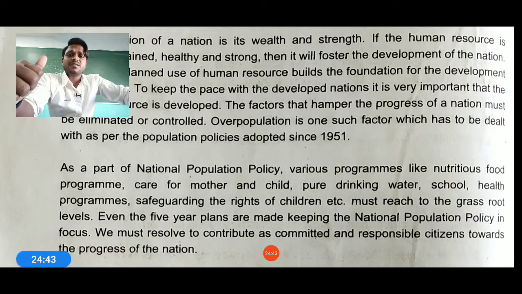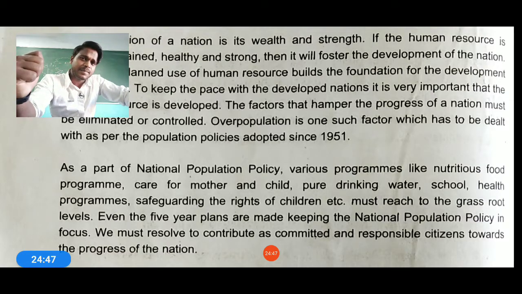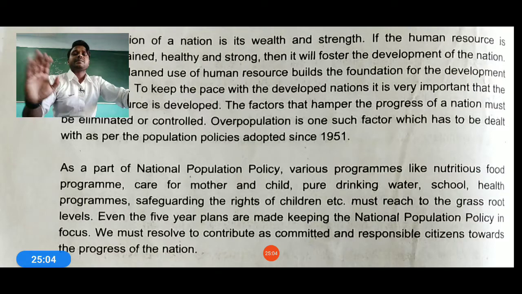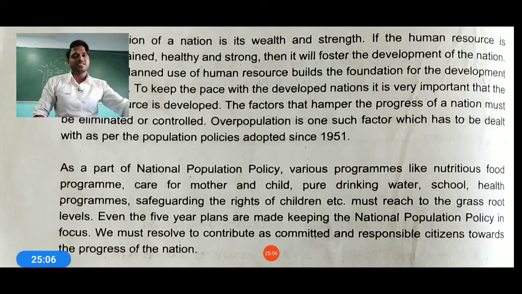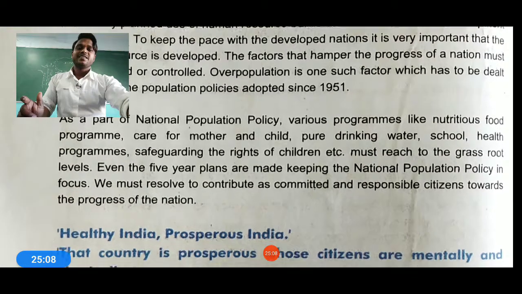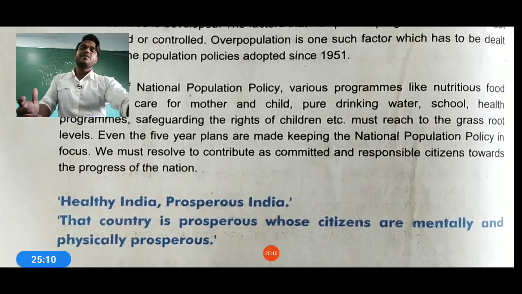Even the 5-year plans are made keeping the national population policy in mind, focusing on more and more development, but we need to go with health. And one more thing, we need to go according to the WHO, World Health Organization guidelines, so that we can sustain our health and good food in our nation. We must resolve our contribution as committed, responsible citizens toward the progress of the nation, and this is how health is the main thing which I am trying to make you understand.